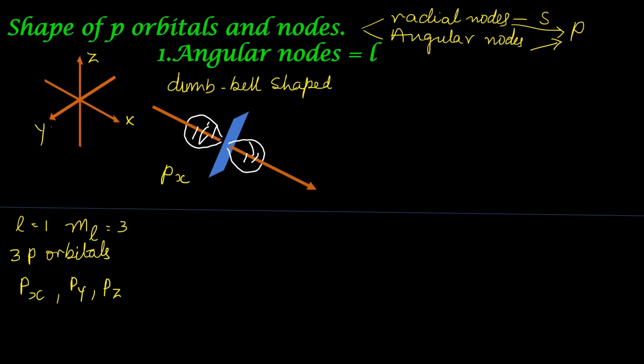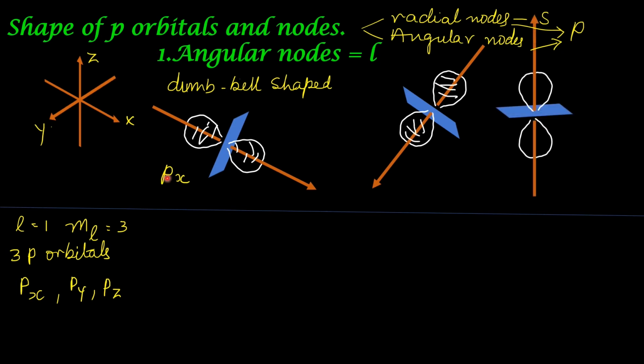This is the py orbital along the y coordinate, and this is the pz orbital along the z coordinate. So this is py and this is pz. For py orbital, the angular node is in the zx plane. For pz, this is the direction of the angular node along the xy plane. All the three orbitals are dumbbell shaped.